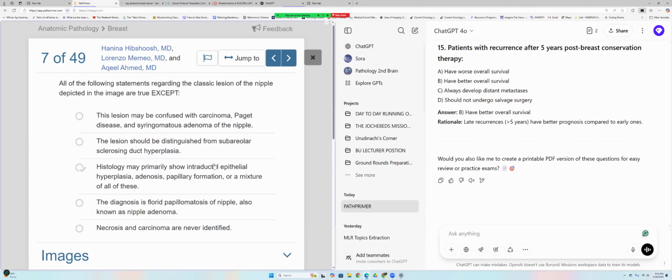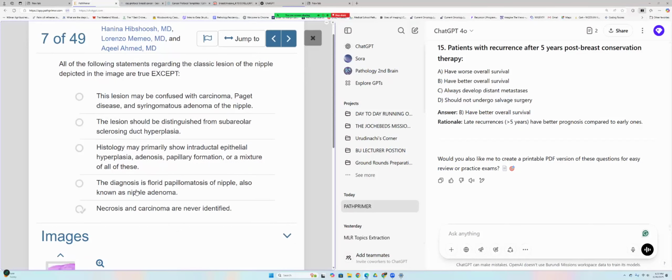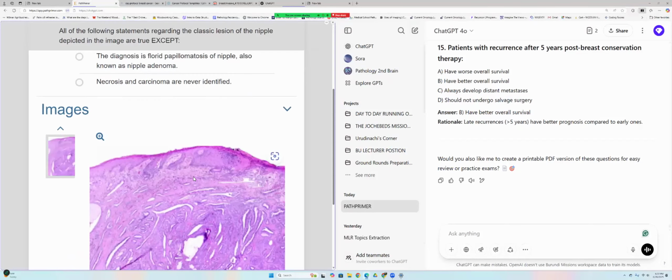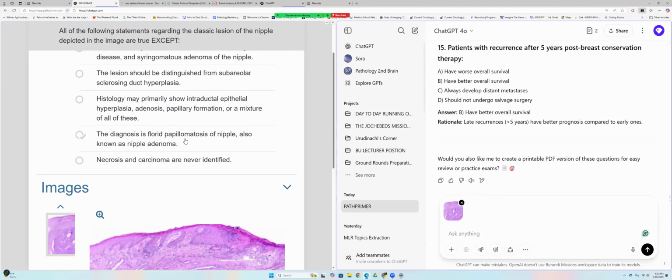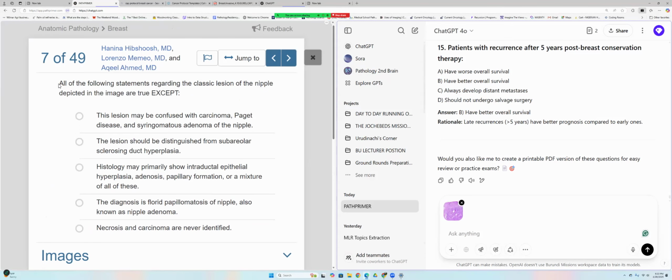I think it's D. Yeah, this is the answer. Nipple adenoma. It's a chronic papillomatosis of the nipple. Let's look at that answer.